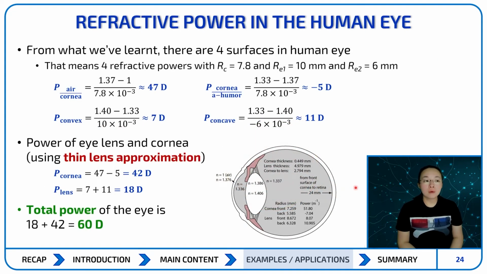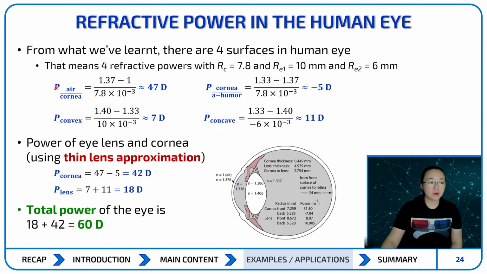Okay, so remember, our goal is really to try and simplify everything. But before we can simplify something, we have to do the proper steps to be able to make an assumption. So from what we've learned in the previous slide, we know that there are 4 surfaces in the human eye that we have to consider. It means that there are 4 refractive powers that we have to consider. So we're actually capable of calculating these refractive powers using the equation we had before.